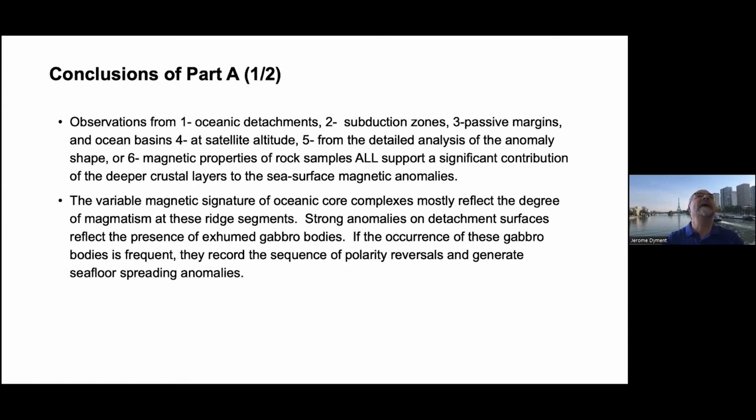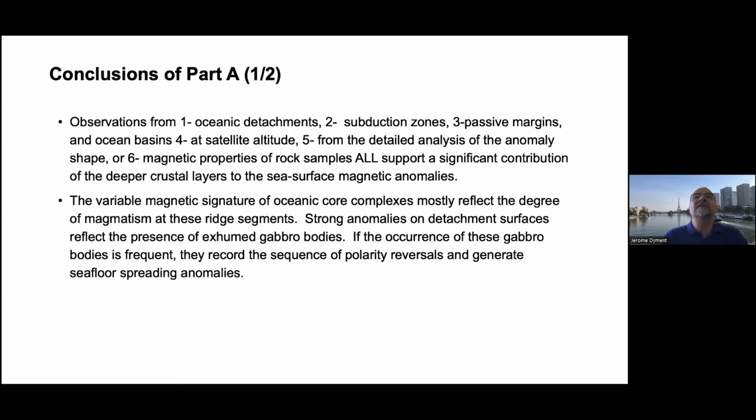Conclusion of this part A: the observations from oceanic detachment, subduction zone, passive margins, ocean basin at satellite altitude, ocean basin from the detailed analysis of the anomaly shape, or ocean basin from the magnetic properties of rock samples, all those things support a significant contribution of the deeper crustal layers to the sea surface magnetic anomalies. And so, for example, the variable magnetic signature of oceanic complex mostly reflects the degree of magmatism at this segment.